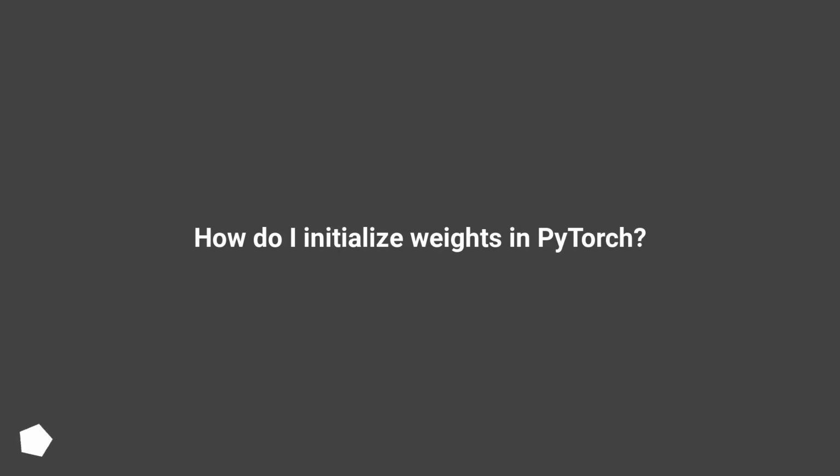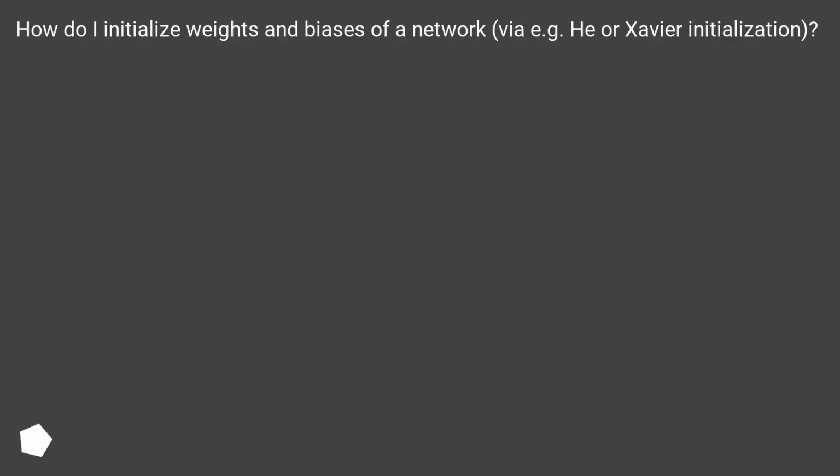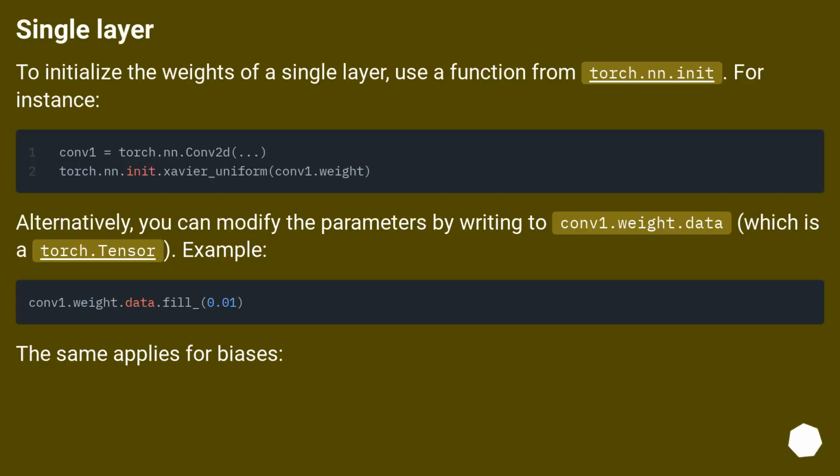How do I initialize weights in PyTorch? How do I initialize weights and biases of a network, via for example Xavier initialization? Single layer: to initialize the weights of a single layer, use a function from torch.nn.init.